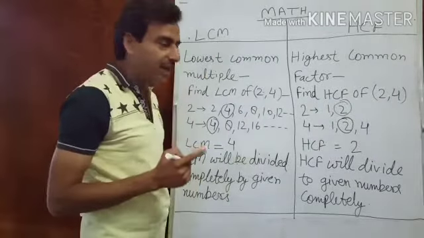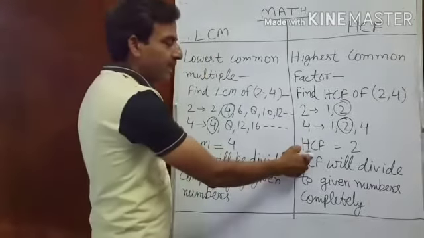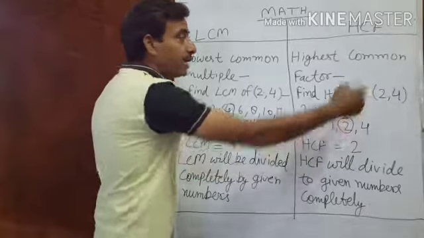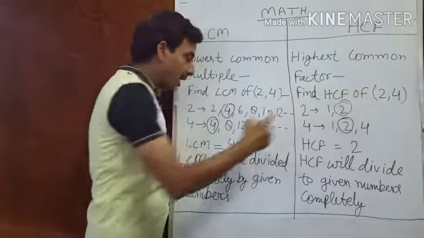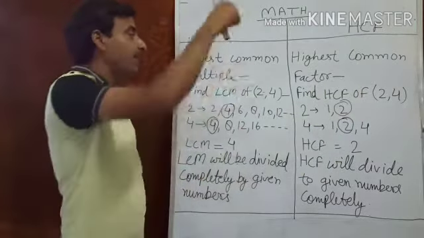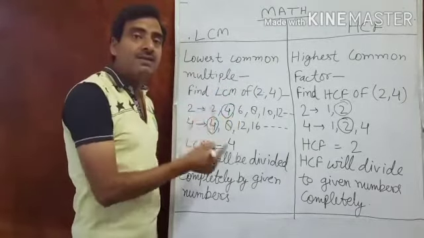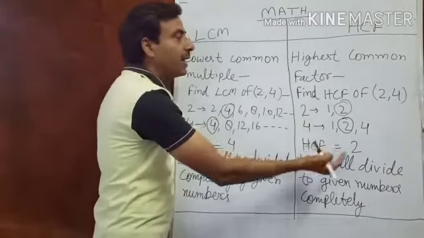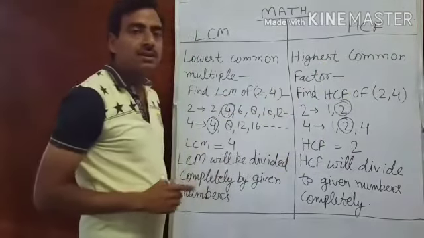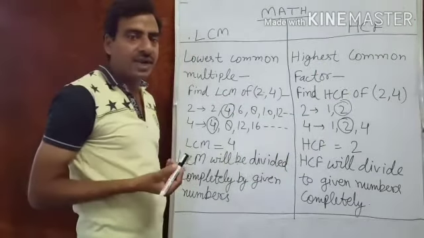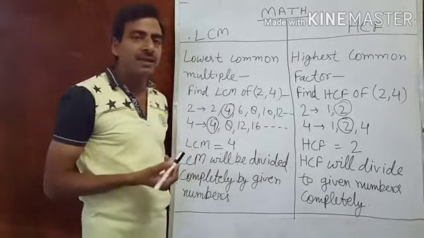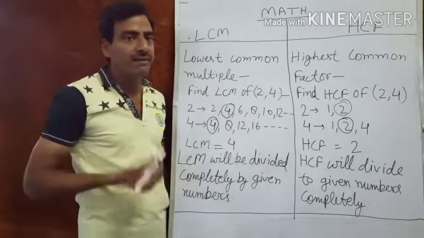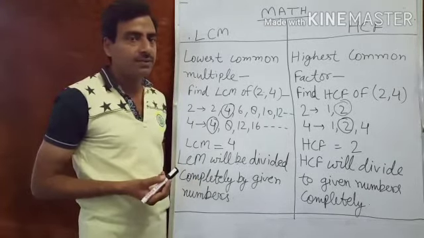This is the major difference between LCM and SCF. SCF will divide the given numbers and LCM will be divided by the given numbers. If you understand this difference between SCF and LCM, then you can understand very well about LCM and SCF.